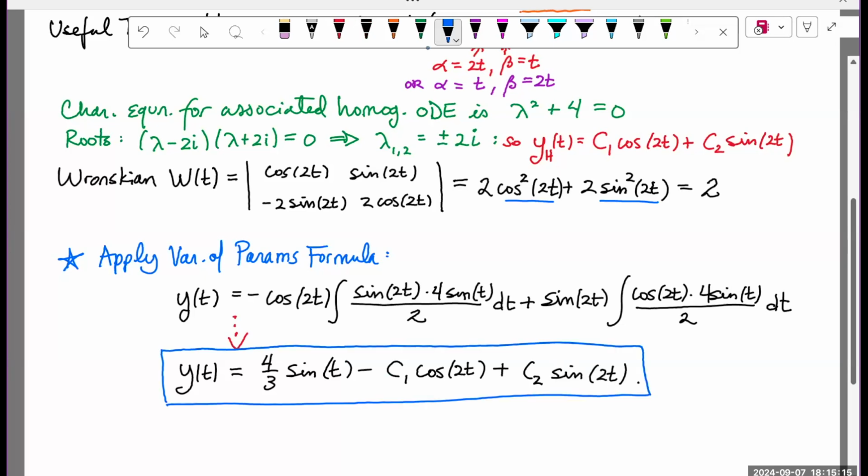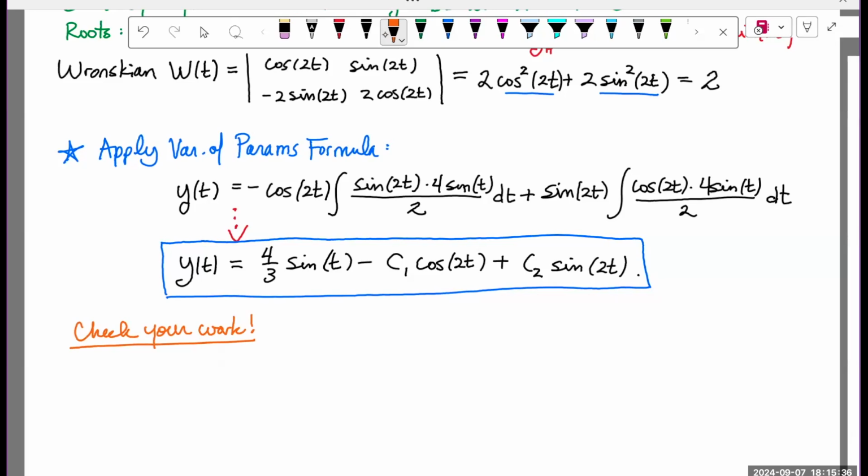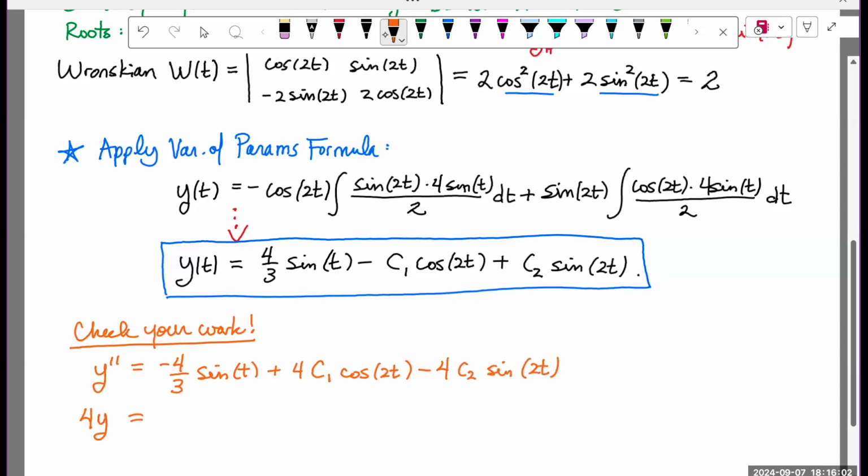With this much arithmetic going on, I always recommend that you double check your work. In this case, we need to know y double prime, which, if our solution in the blue box is to be believed, is minus 4/3 sine t plus 4 c1 cosine 2t minus 4 c2 sine 2t. And 4y is just 4 times our solution in the blue box, which becomes 16/3 sine t minus 4 c1 cosine 2t plus 4 c2 sine 2t.